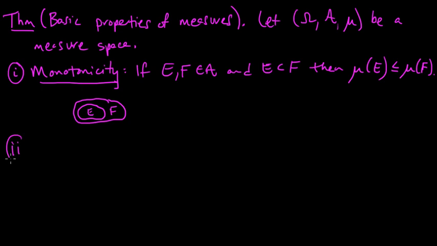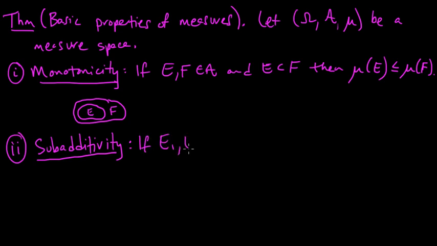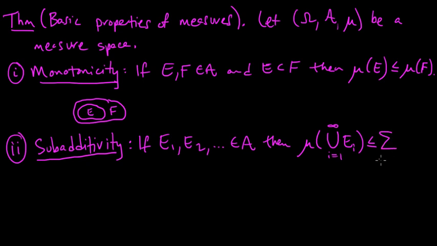Our next property is called subadditivity. This is a handy property, a good one. Simple, but it comes in very handy. So if we have some sequence of sets E1, E2, and so on, then the measure of the union of all of them is less than or equal to the sum of the measures.